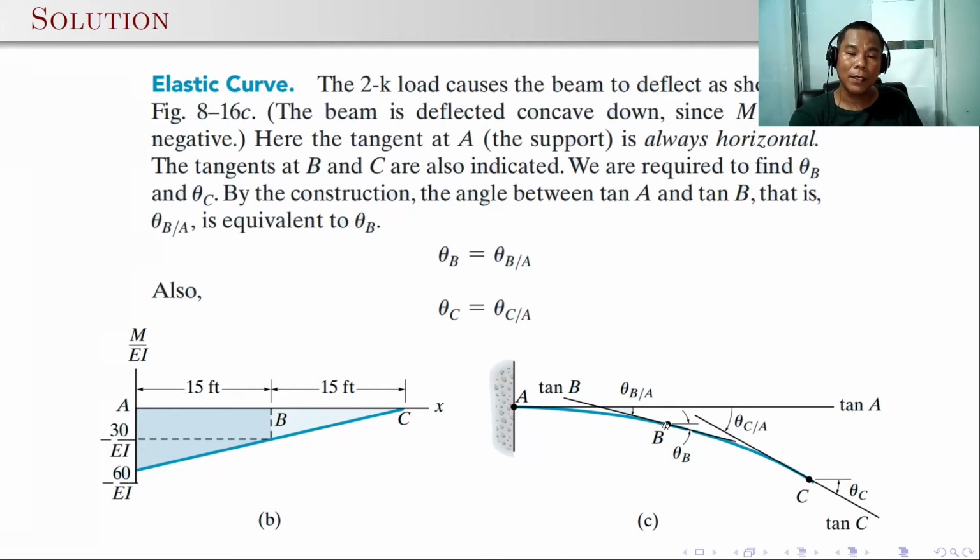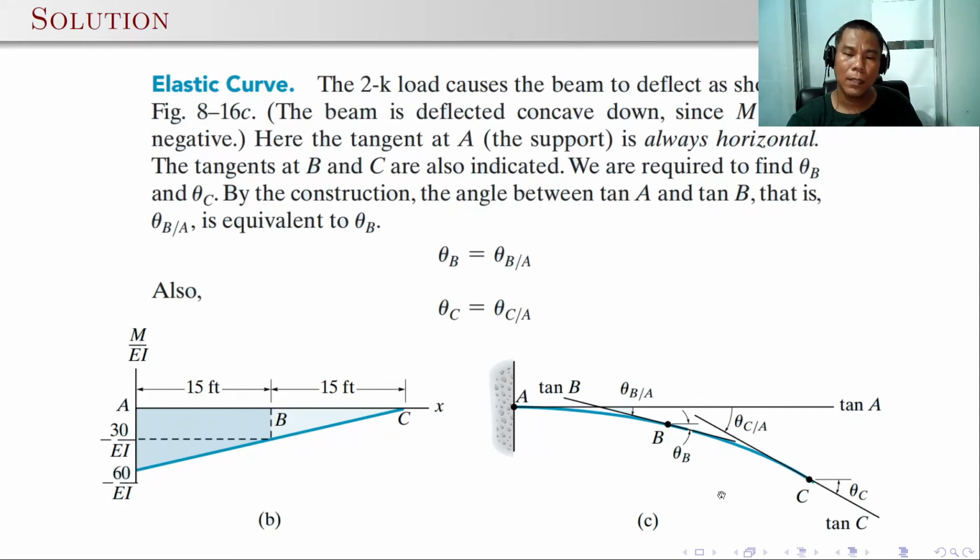But with respect to tangent A, the intersection angle between tangent B and tangent A is theta B with respect to A. If you draw the tangent line at point C, again at the free end, you will get the angle theta C at this point, that is from the horizontal to the tangent line at point C. If you continue this tangent line at C towards tangent A, the angle between them is theta C with respect to A. Here, we are required to find the angle theta B and theta C. By construction, the angle between tangent A and tangent B, that is theta B over A, is equivalent to theta B. How is that?